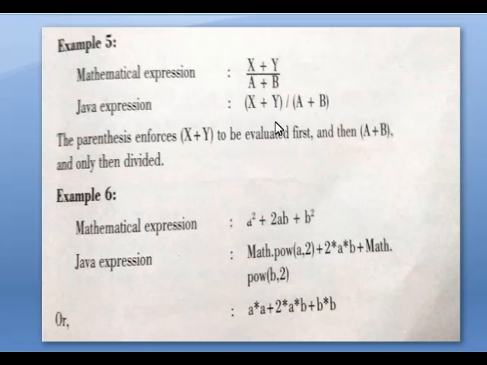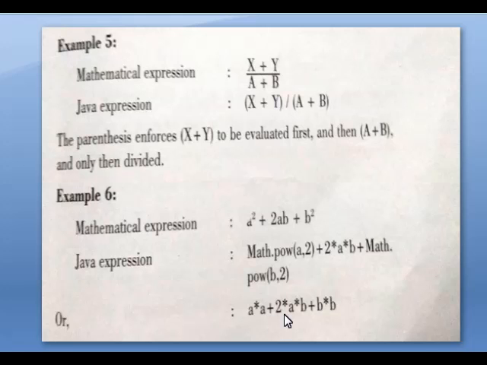The next one is the mathematical expression a square plus 2ab plus b square. Since it is a power, you write Math.pow of base a and the power 2. The first one is the base and the next one is the power, plus 2 into a into b, plus Math.pow of b comma 2. B is the base and 2 is the power. Otherwise, since it is a small power, you can also write: a into a plus 2 into a into b plus b into b.